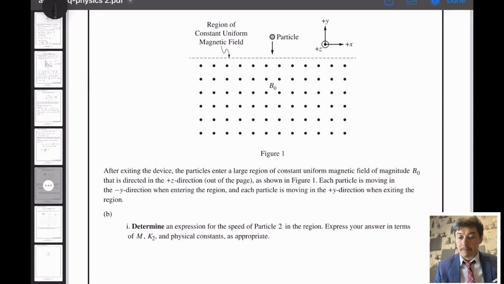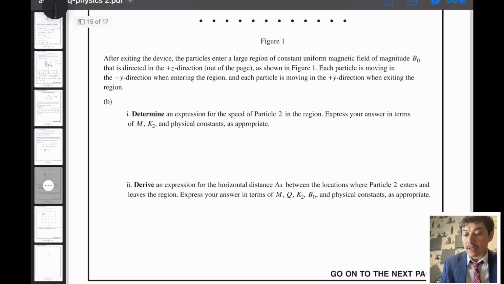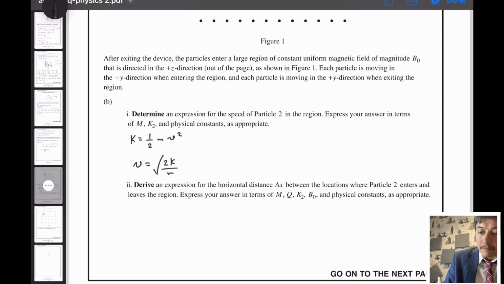All right, part B. Determine an expression for the speed of particle 2 in the region. Express your answers in terms of capital M, K2, and physical constants as appropriate. All right, let's start with the kinetic energy equation. Kinetic energy is half m v squared. So if you rearrange the equation, speed is going to be equal to square root of 2K over m.